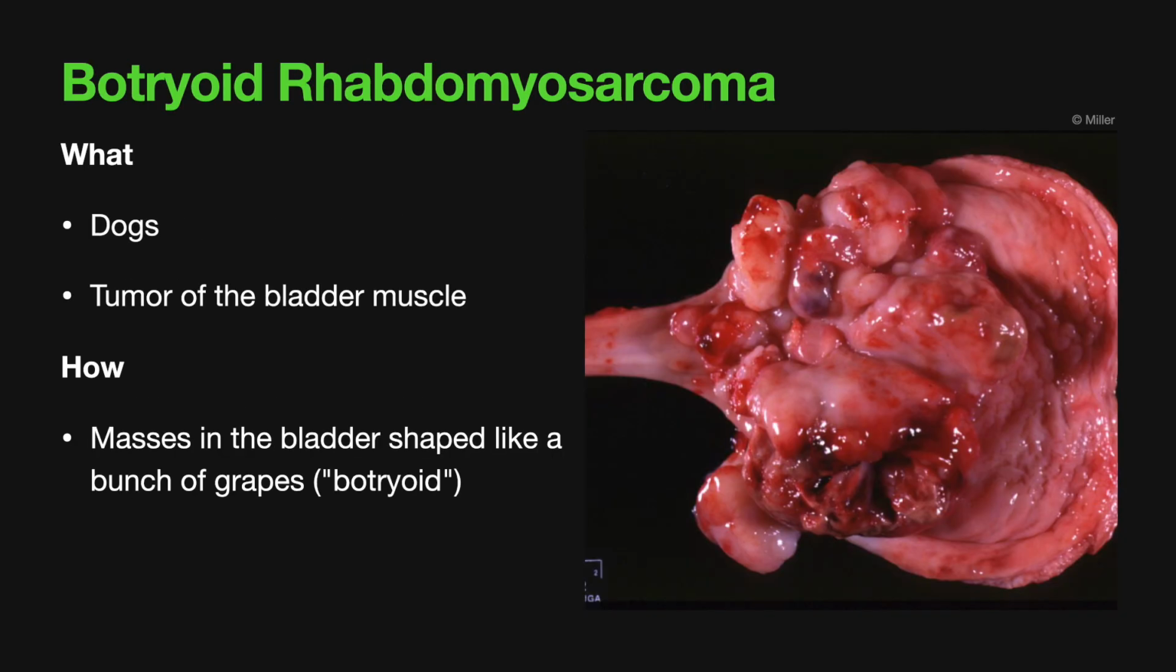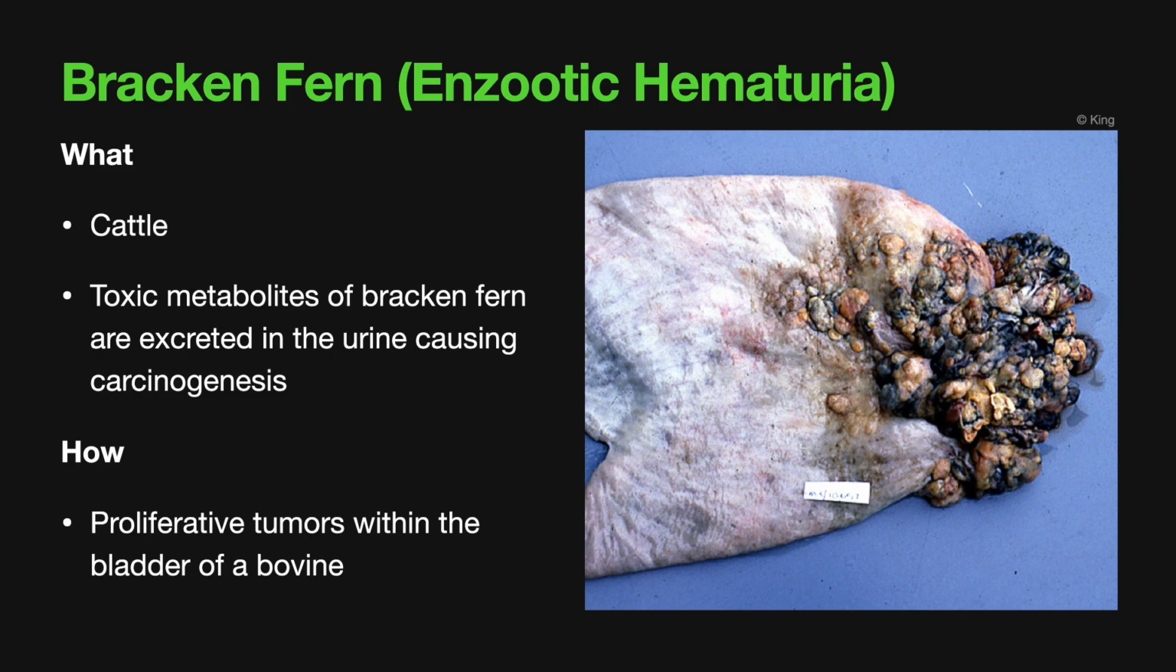Botryoid rhabdomyosarcoma primarily occurs in dogs and is a tumor of the bladder muscle. This tumor forms masses in the bladder that are shaped like a bunch of grapes, which is what the name botryoid is referring to. Finally, we have bracken fern toxicosis, or enzootic hematuria. This is a condition primarily of cattle that occurs due to toxic metabolites from bracken fern ingestion being excreted in the urine. These metabolites are carcinogenic and cause typically proliferative tumors within the bladder.